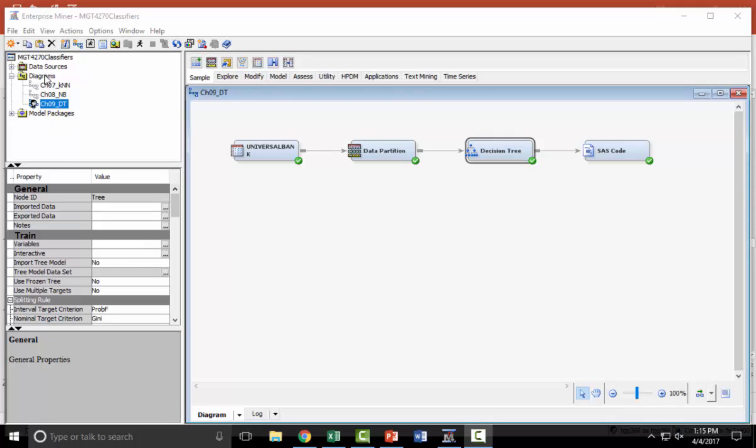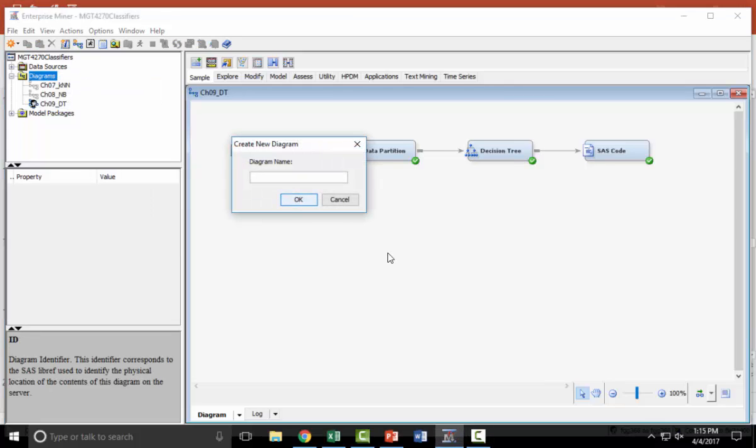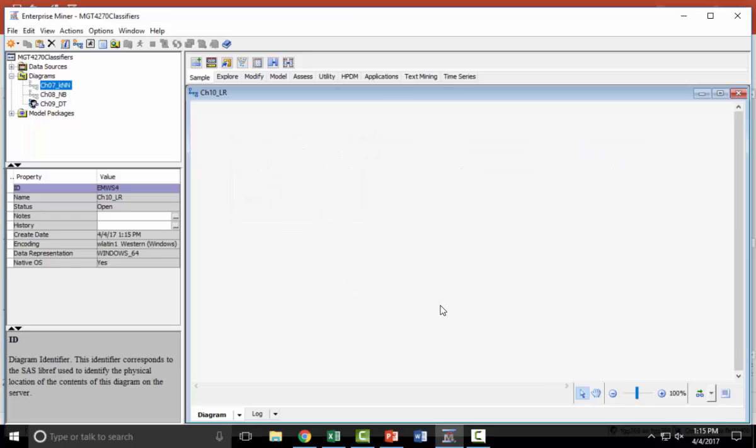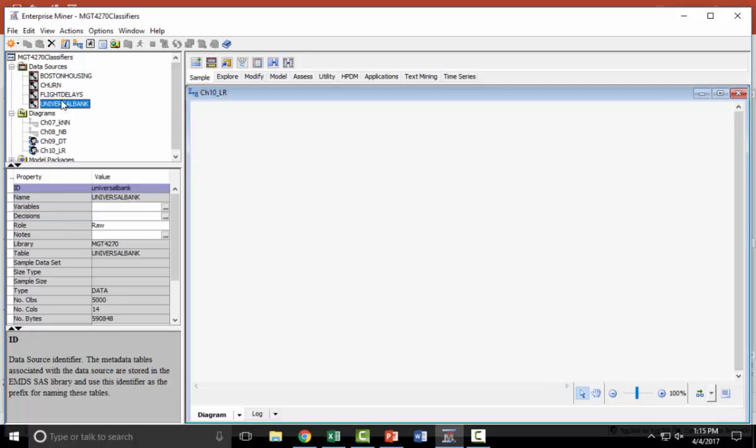Okay, we're going to now create a new diagram in the same project that we've been working with. We'll call it LR for logistics, chapter 10 LR. LR for logistic regression. Okay. So now we are going to use the universal bank data set.